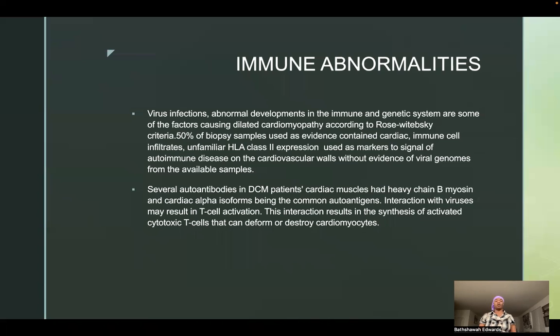Several autoantibodies in DCM patients' cardiac muscles have heavy chain myosins and cardiac alpha myosin being the common autoantigen. Interaction with virus may result in T cell activations. This interaction results in the systematic production of activated cytotoxic T cells that can deform and destroy cardiomyocytes.